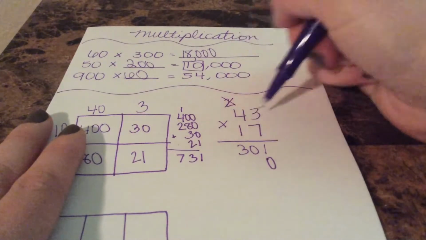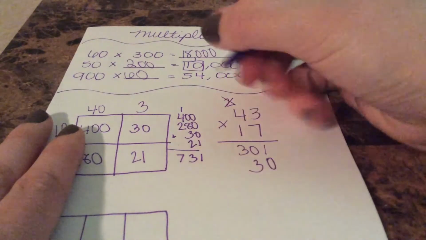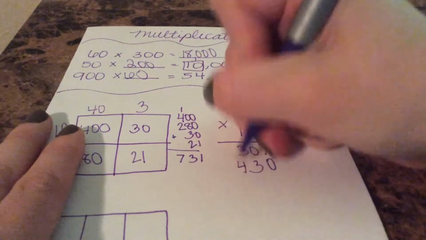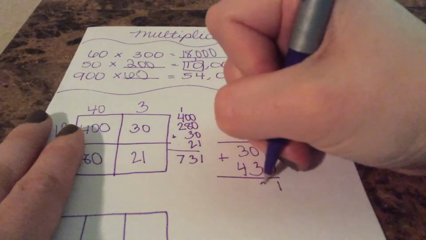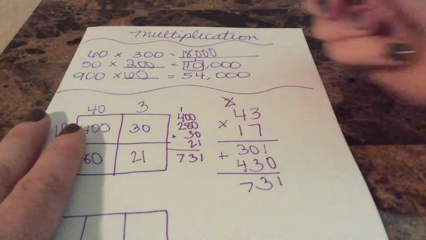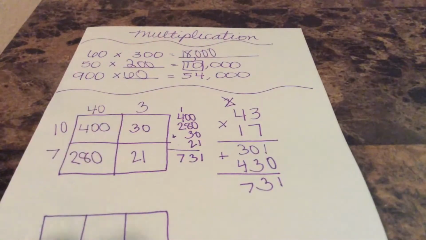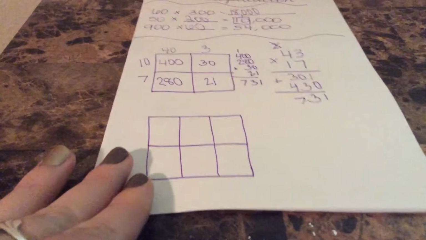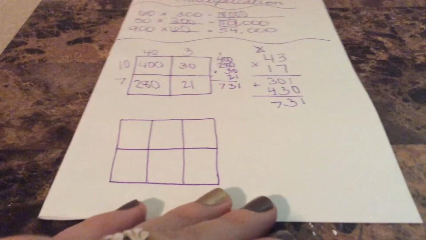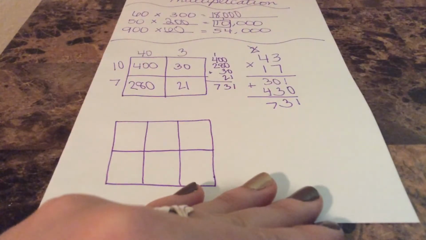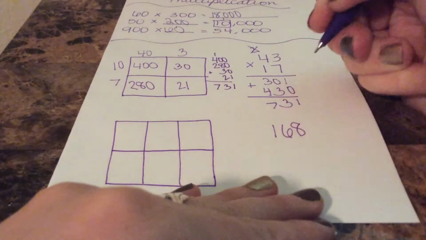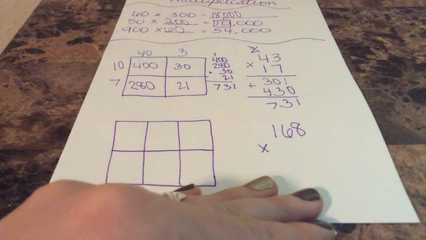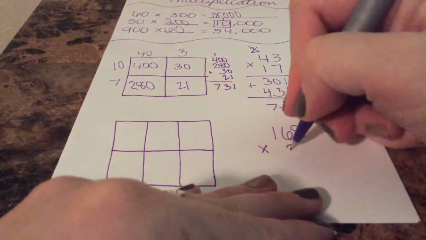Move over to the 1. 1 times 3 is 3. And 1 times 4 is 4. Add those together. That's 1, 3, and 7. 731. So I've done it correctly. I'm going to show you one more problem. In this case, I'm going to do the traditional approach first. In this case, I'm going to do the problem 168, which is, you notice, a 3-digit number, times 39.